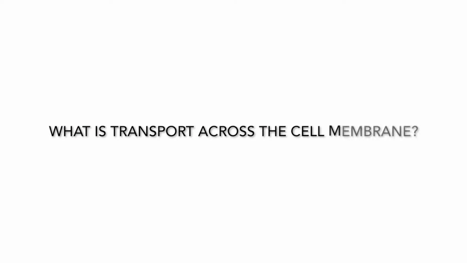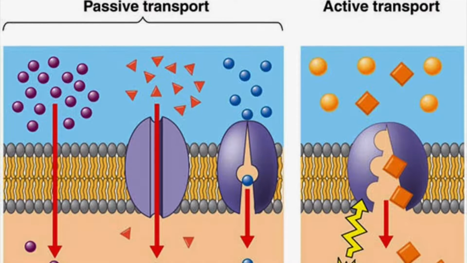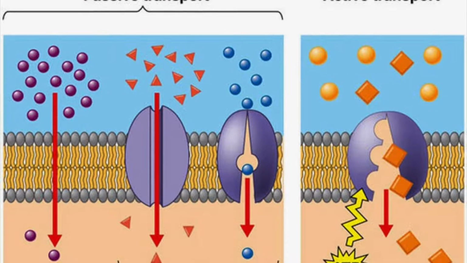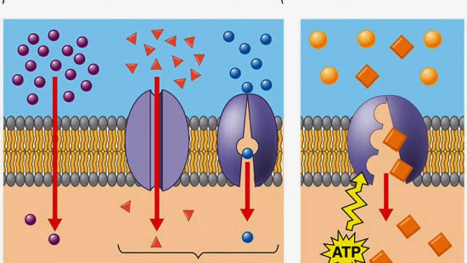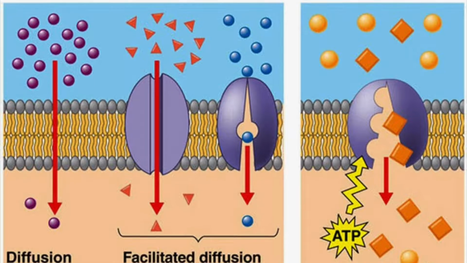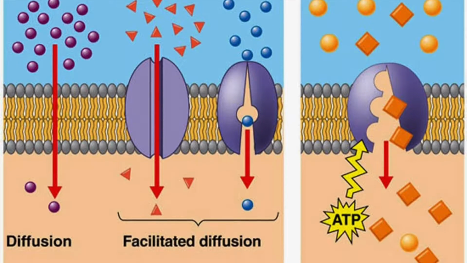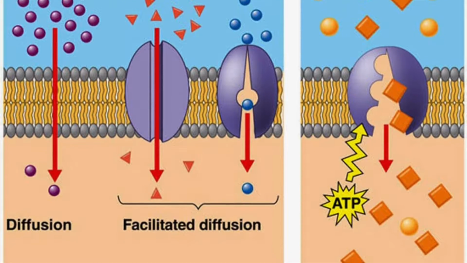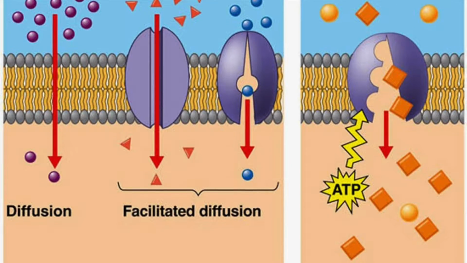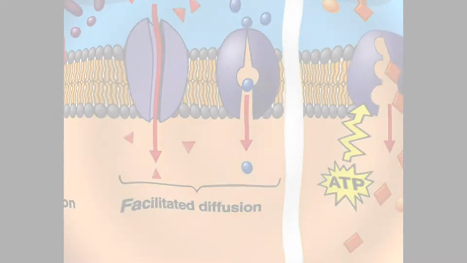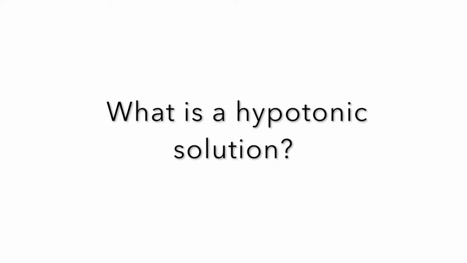What is transport across the cell membrane? Facilitated transport is a type of passive transport, unlike simple diffusion where materials pass through a membrane without the help of proteins. In facilitated transport, also called facilitated diffusion, materials diffuse across the plasma membrane with the help of a membrane protein.